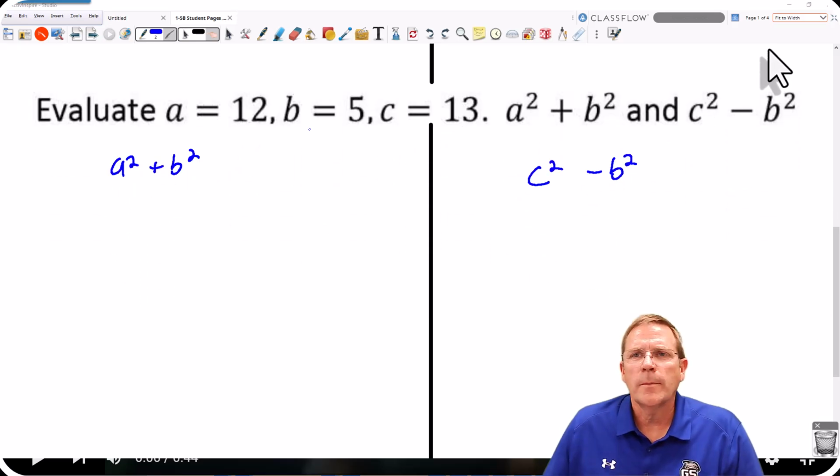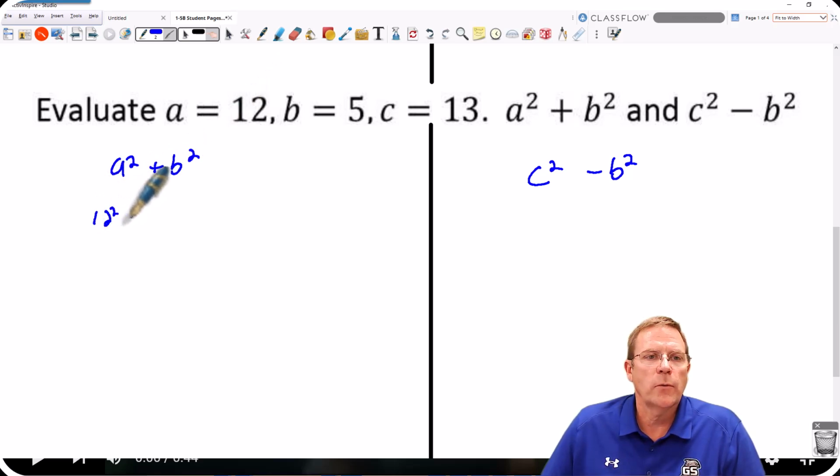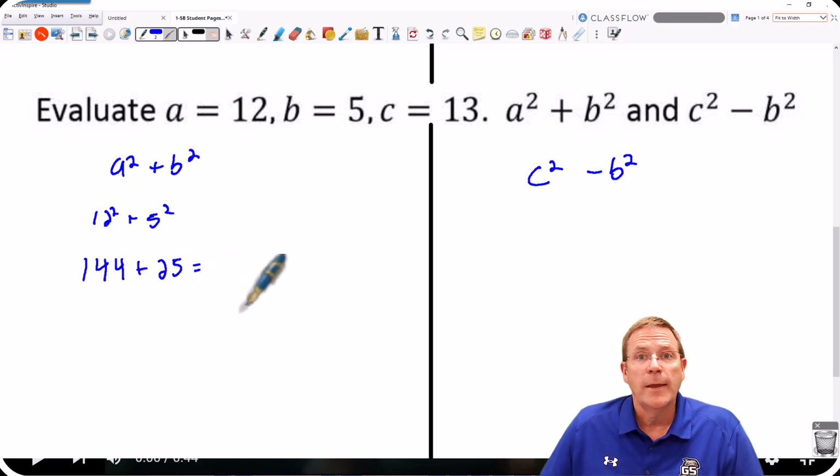Now for this one, we're going to be substituting in some values for a, b, and c. A is going to be 12, so that's going to become 12 squared. B is going to be 5, so that's going to become 5 squared. 12 squared is going to be 12 times 12, or 144. 5 squared, that's 5 times 5, which is 25, and that's going to give us a final answer of 169.